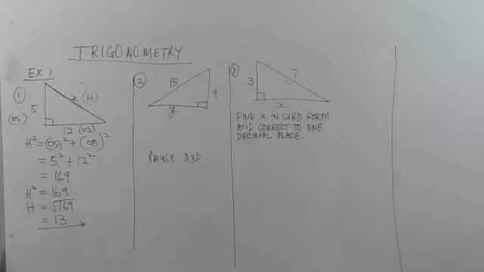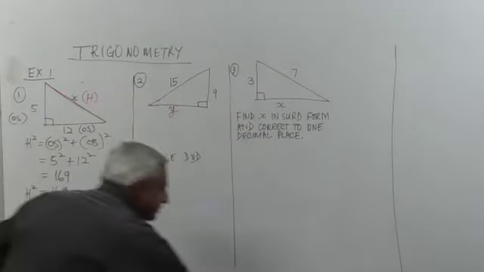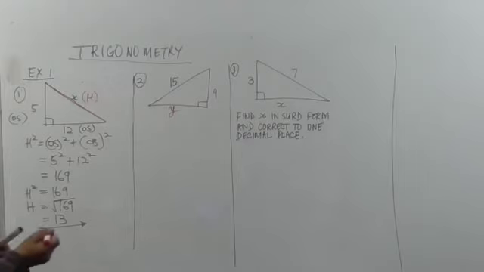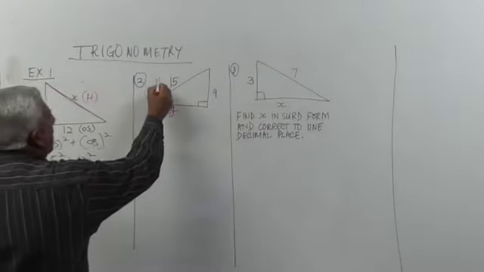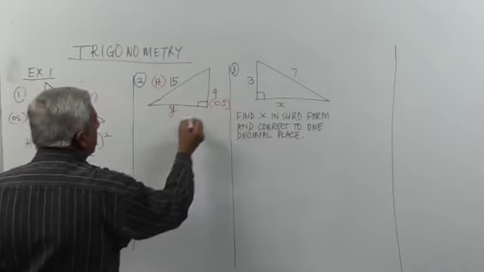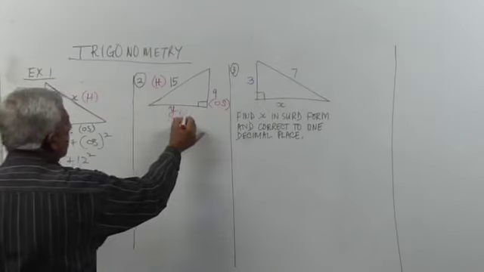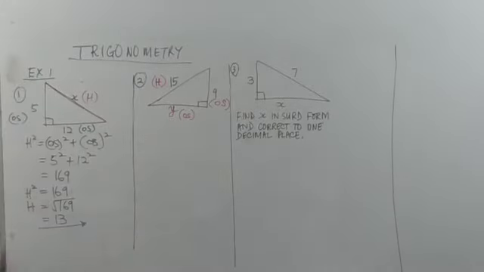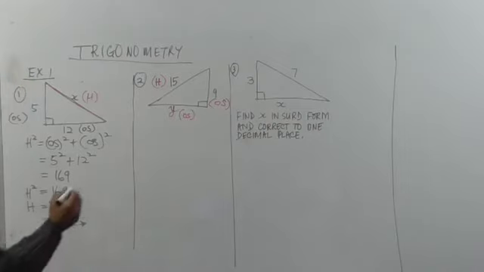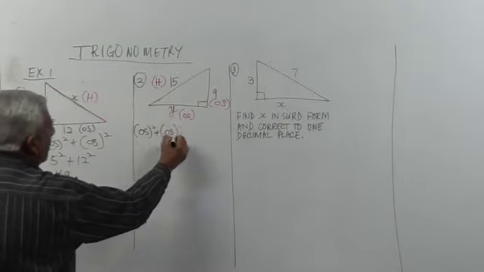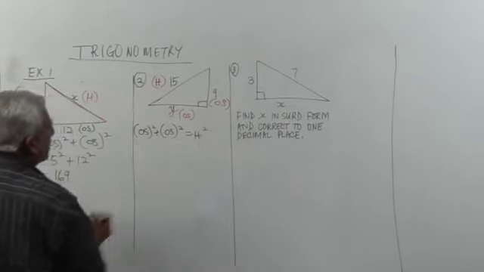Now let's do number 2. In number 2, this is the hypotenuse, this is the other side, and this is also the other side. We are trying to find the other side. Therefore, it's best to start with other side squared plus other side squared is equal to hypotenuse squared.